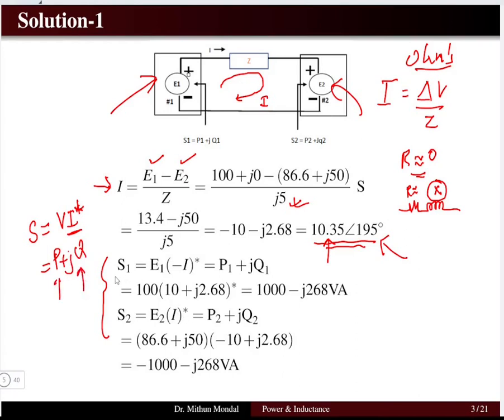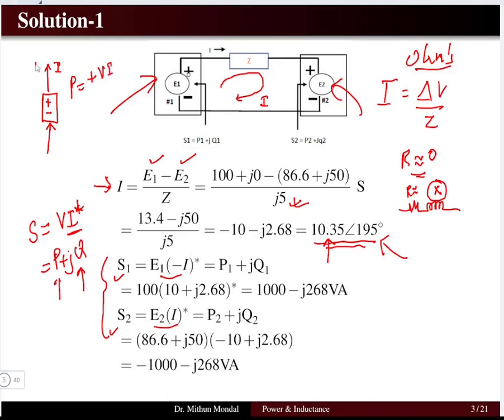Now let us write the complex power equation for S1 and S2, that is VI conjugate. Now, let us see the passive sign convention first. In the first year, we have studied in electrical science that if you take one element with a positive symbol and a negative symbol, and the current is coming out of the positive symbol and entering the negative symbol, then power is the plus of voltage into current. This is in accordance with passive sign convention.